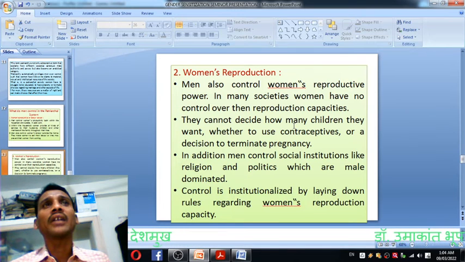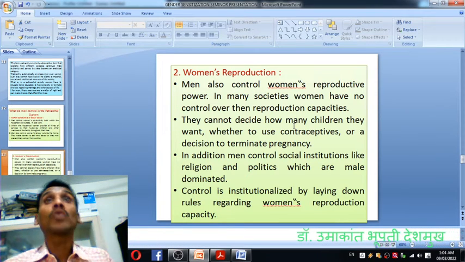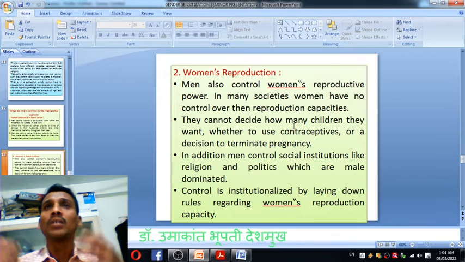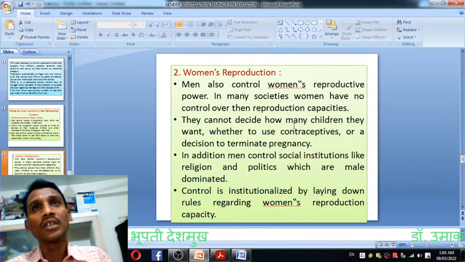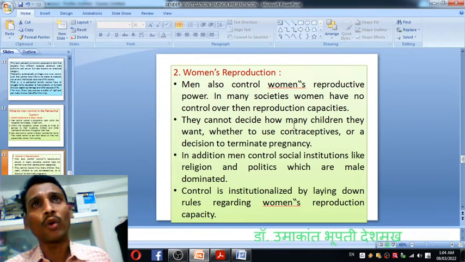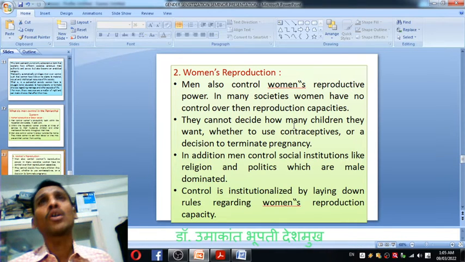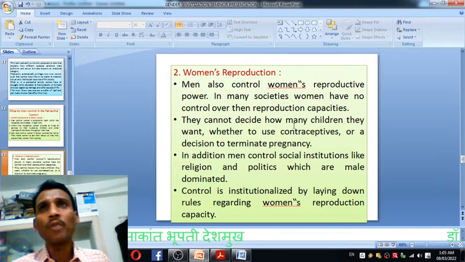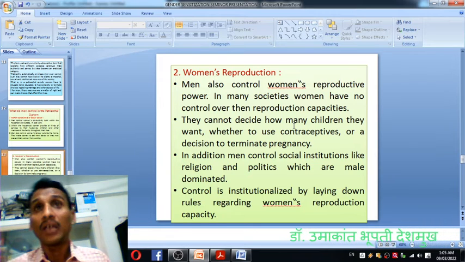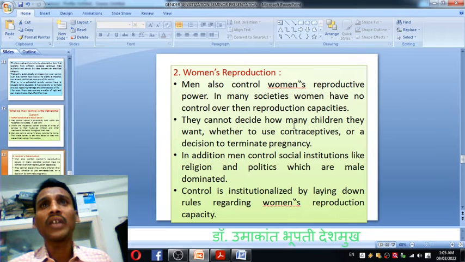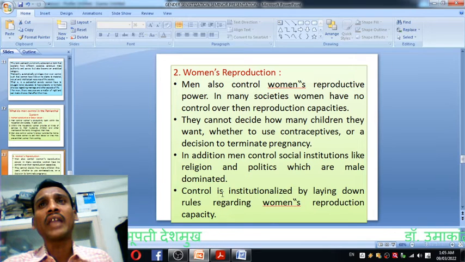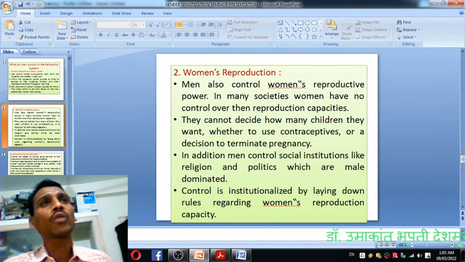Another type of control is over women's reproduction. I already told you before that males have the choice to have children to increase their family, but females do not have that right. Men also control women's reproductive power. In many societies, women have no control over their reproductive capacities. They cannot decide how many children they want, whether to use contraceptives, or whether to terminate a pregnancy. In addition, men control social institutions like religion and politics, which are male dominated. So control is institutionalized by laying down rules regarding women's reproductive capacity.